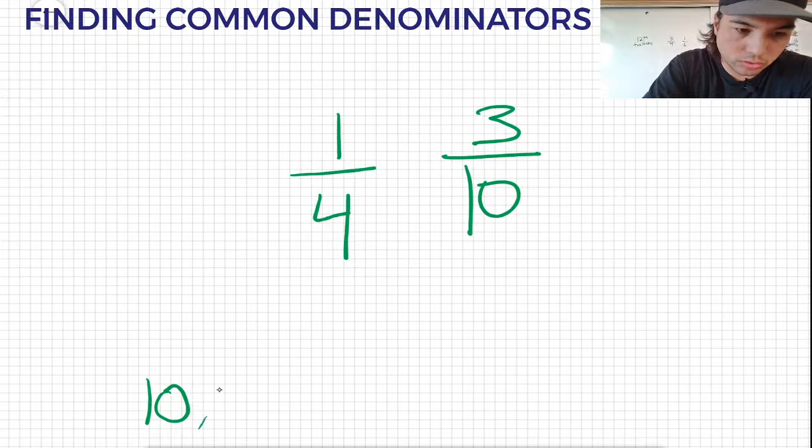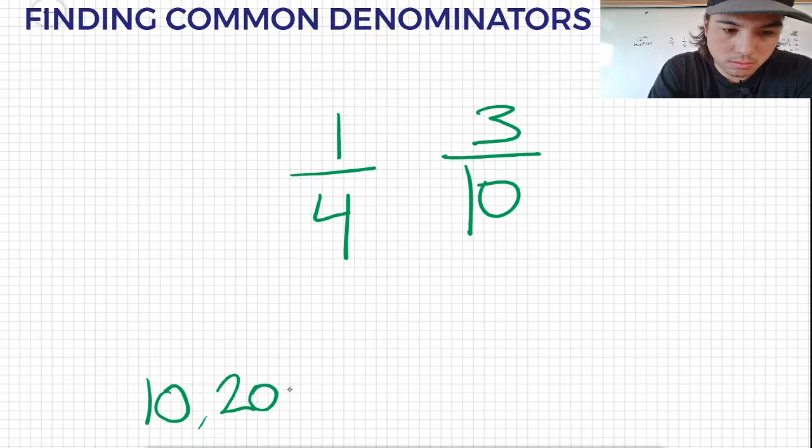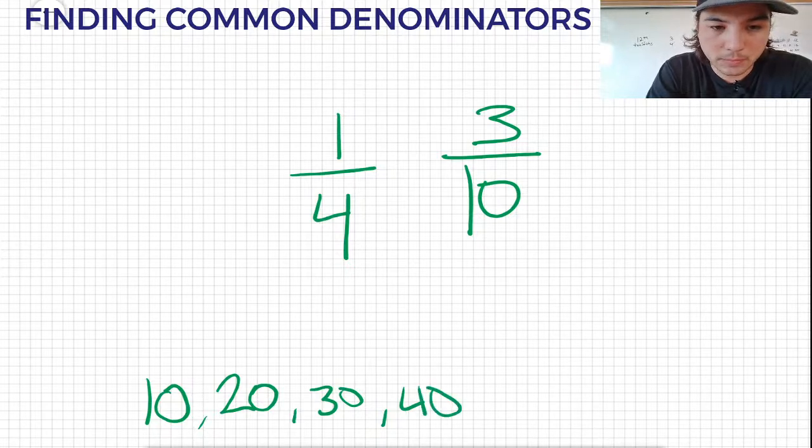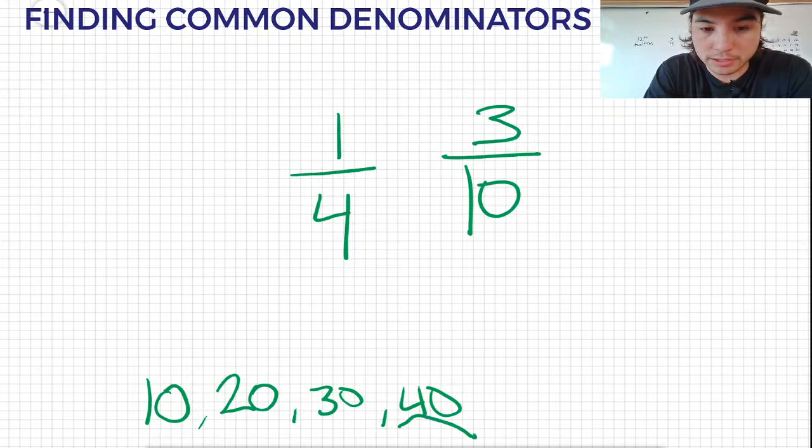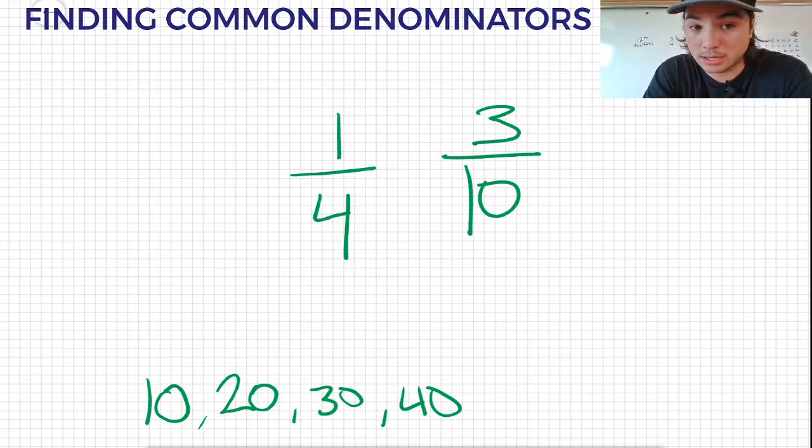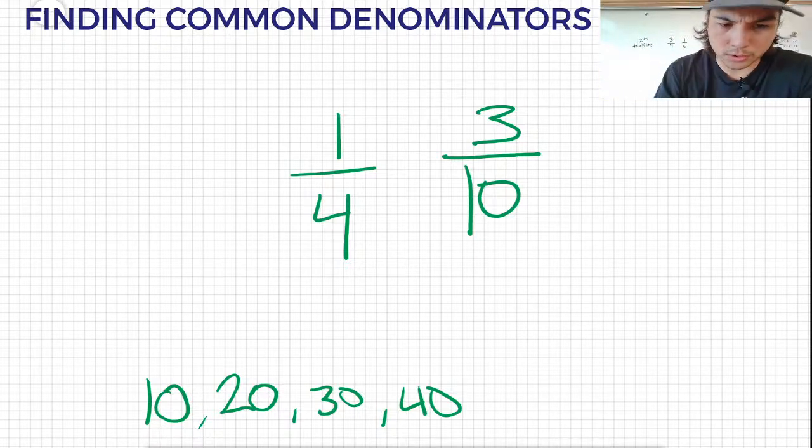10 times 2 is 20. 10 times 3 is 30. 10 times 4 is 40. Wait a minute. Okay, I already know. I see my 40. I already know that's 4 10s, or 4 times 10. So I know 40 is going to be a common multiple between 4 and 10. So I'm going to stop there, because I know at the most it's going to be 40. So let's list our 4s and see if 10, 20, or 30 show up.